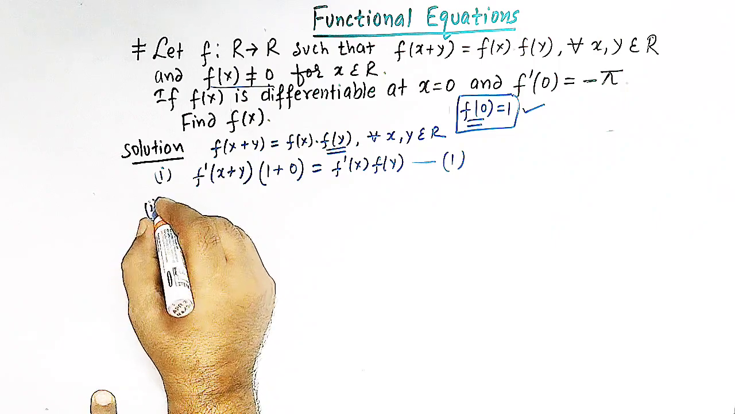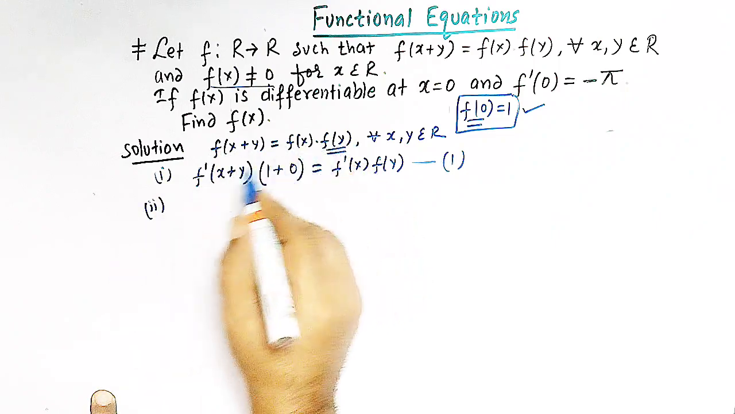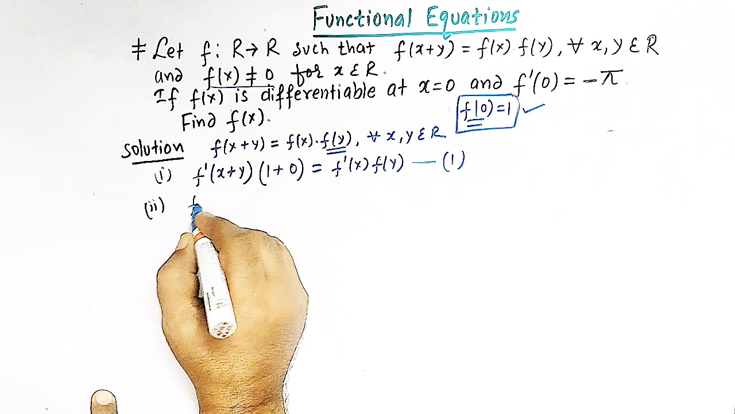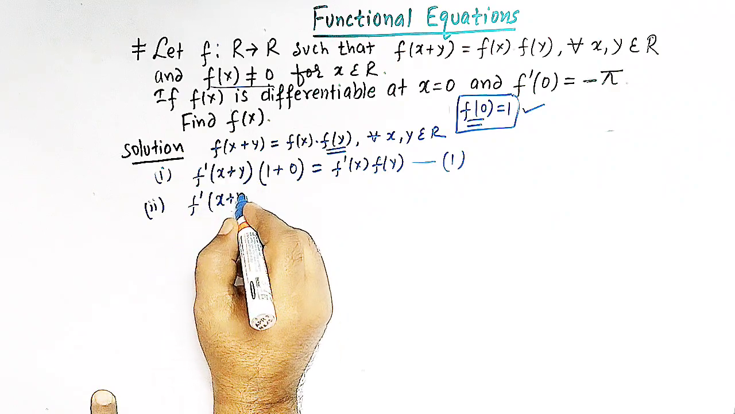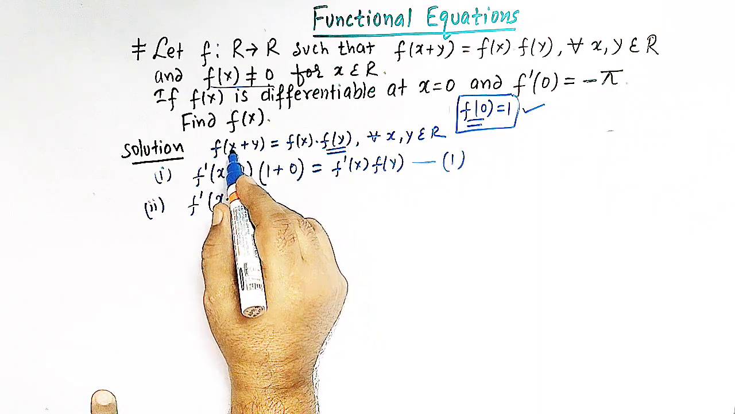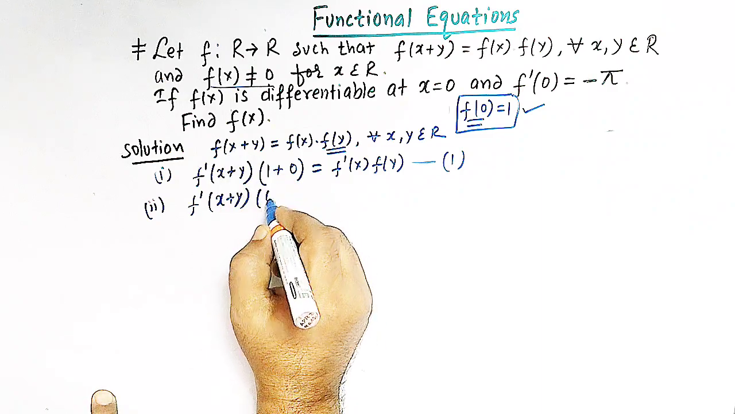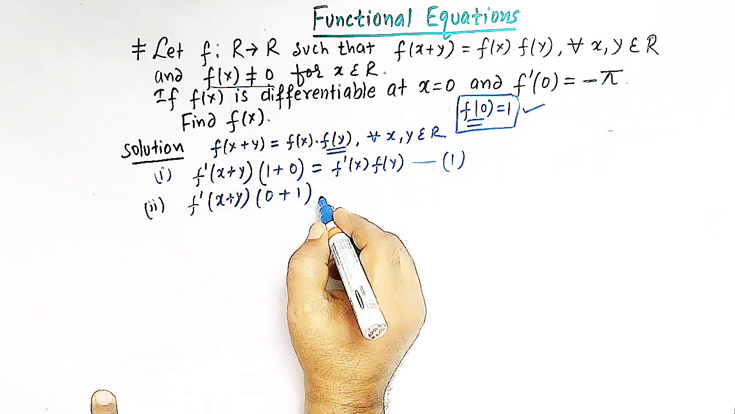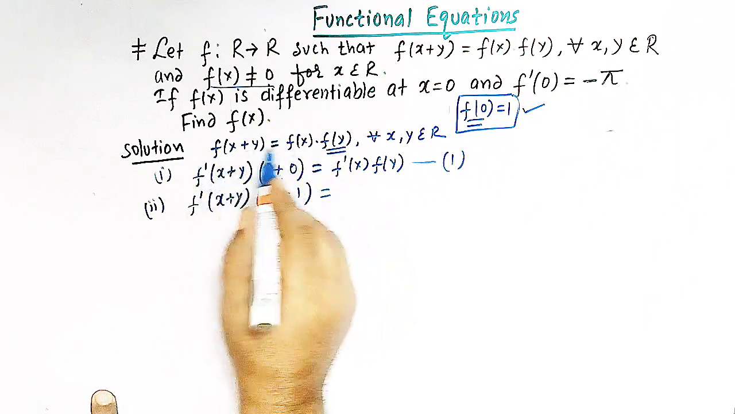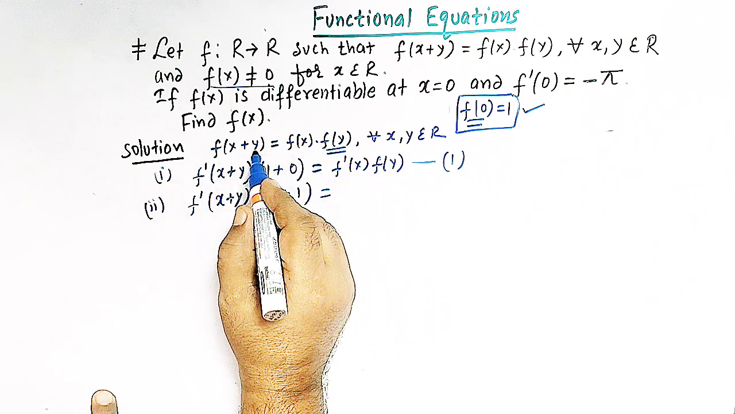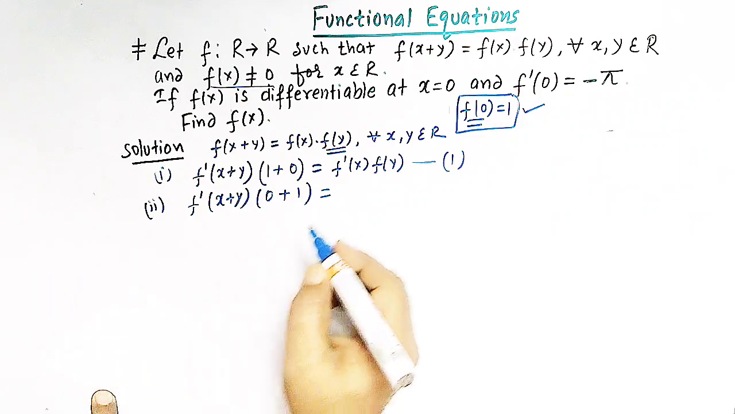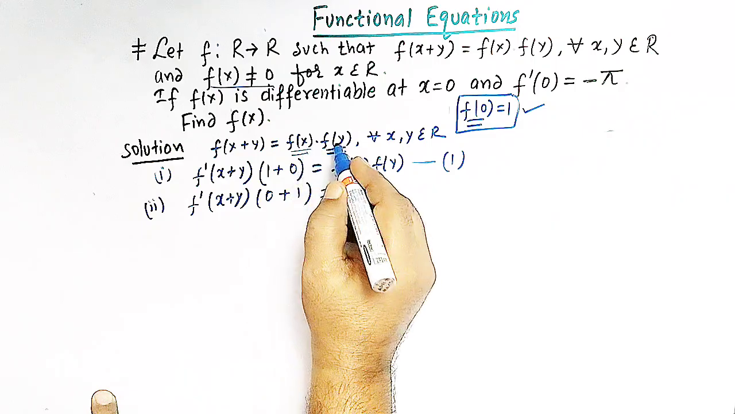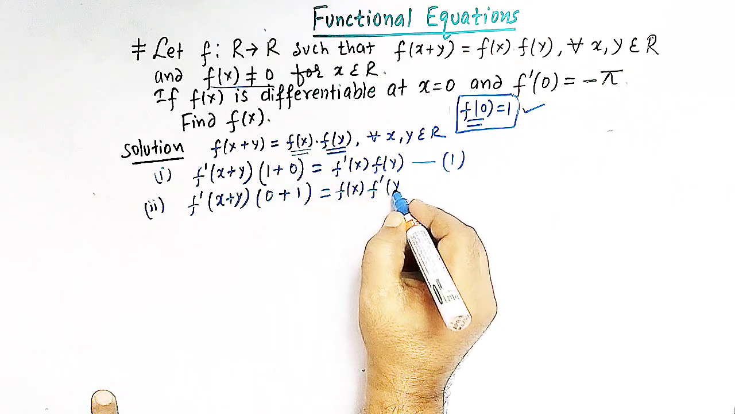Now in the second step, we'll differentiate both sides partially with respect to y, right? So in this case, we have f prime of x plus y here, and by chain rule the derivative of x is now 0, and the derivative of y with respect to y is 1. And here when we differentiate both sides partially with respect to y, now x is treated as constant. So here we have f of x, this is treated as constant, and here we have f prime of y.